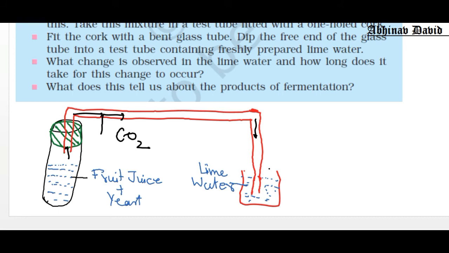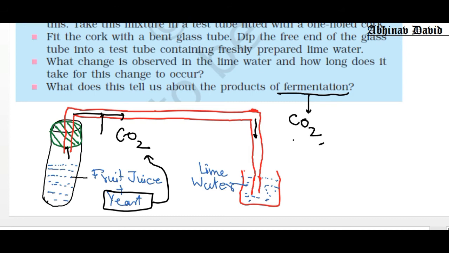And as we have already seen in the previous activity, when carbon dioxide reacts with the lime water, it turns milky. So it proves that the yeast does respiration, and during the process of respiration, the yeast produces carbon dioxide. As yeast is doing more and more respiration, more and more carbon dioxide will be produced, and slowly and gradually the full lime water will turn milky. So what does this tell us about the products of fermentation? It tells us that one of the products of fermentation is surely carbon dioxide.